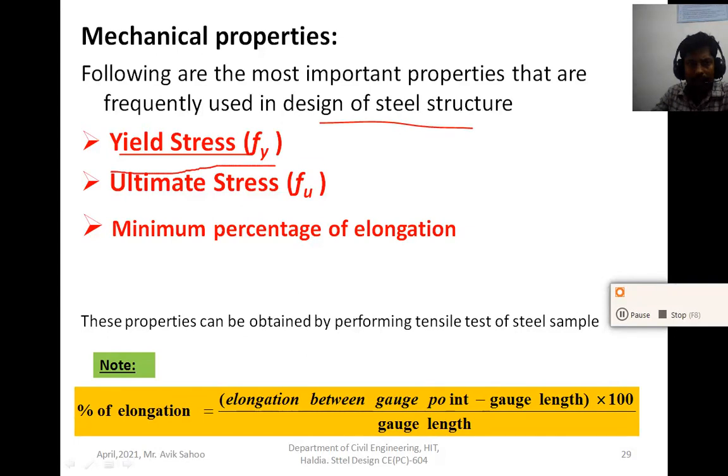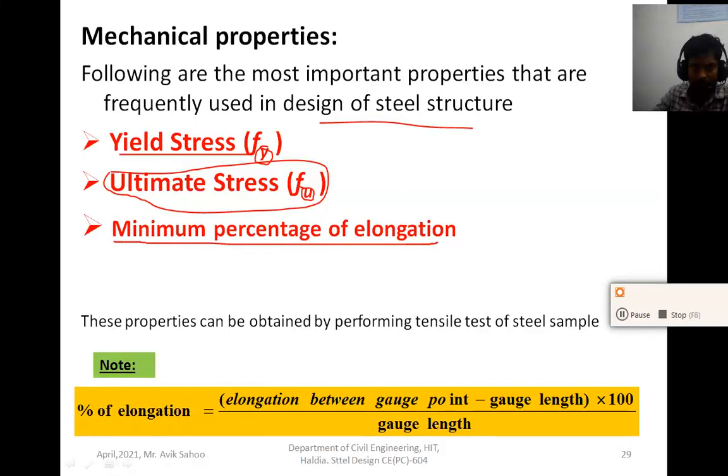Now another stress is ultimate stress, the maximum capacity, the maximum stress developed in the material, which is designated by F suffix U. U is the ultimate and Y is the yield stress. Another property is the minimum percentage of elongation. These properties are obtained by performing a tensile test of a steel sample.